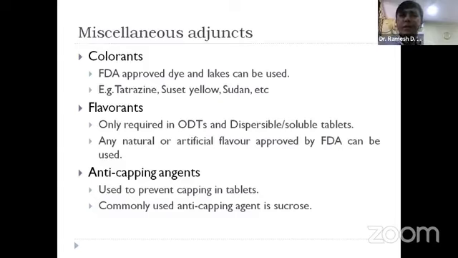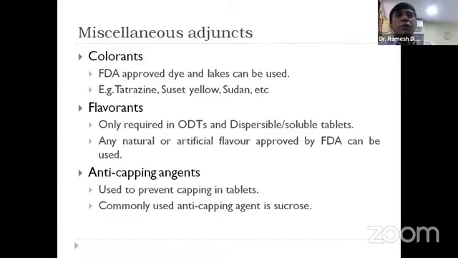Next is miscellaneous ingredients. There are some ingredients which are to be incorporated in tablets as and when they are required. The examples are colorants, flavoring agents, and anti-capping agents. Colorants are normally incorporated to avoid mottling. Mottling is uneven distribution of the color. When we observe mottling, we should incorporate some colors to hide the mottling. It is sometimes unavoidable. When your API itself is having color, we cannot avoid it, and that's why we should make the entire tablet the same color, that of the API.